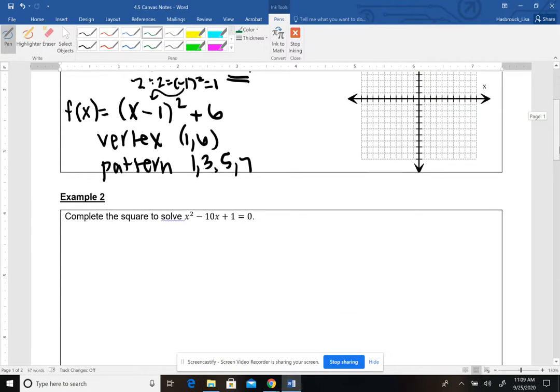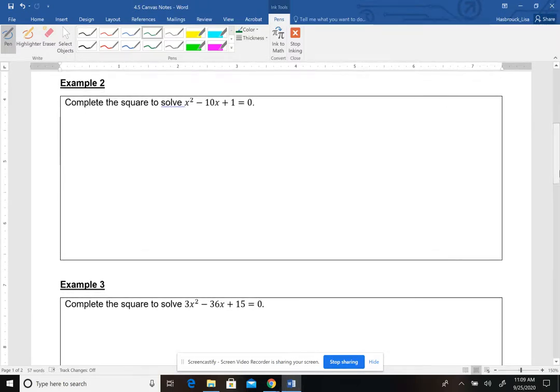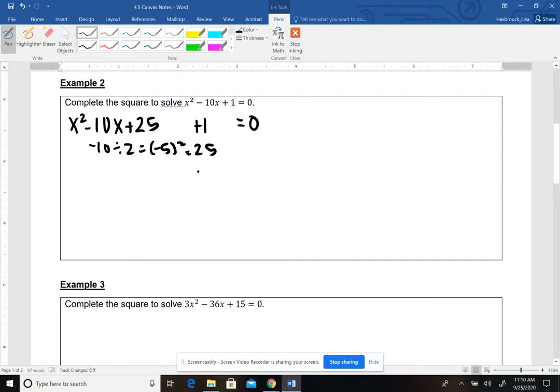In example 2, it says complete the square to solve x squared minus 10x plus 1 equals 0. It's a very similar process. We're going to start by splitting it up. x squared minus 10x on the left plus 1 equals 0 on the right. I'm going to take negative 10, divide it by 2 to get negative 5, and then square it to get 25. I put the plus 25 on the left. On the right, I have to do the opposite, so I subtract 25.